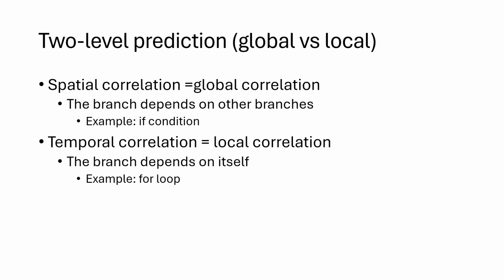So we have 2-level prediction. If a branch considers the previous results, we call the predictor a global predictor. If the branch depends on itself, we call the predictor a local predictor. In the global predictor, we need a register. It records the past execution state of all branch instructions in the program. We call the register the global history register.